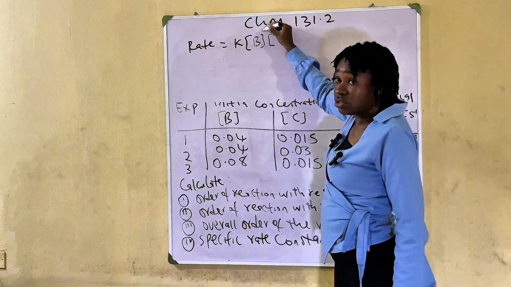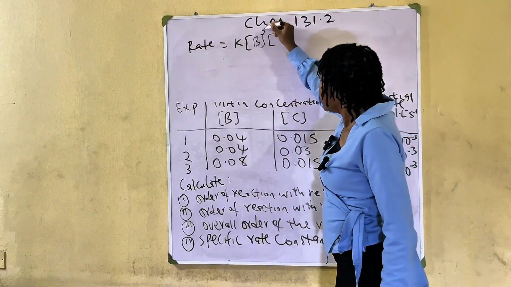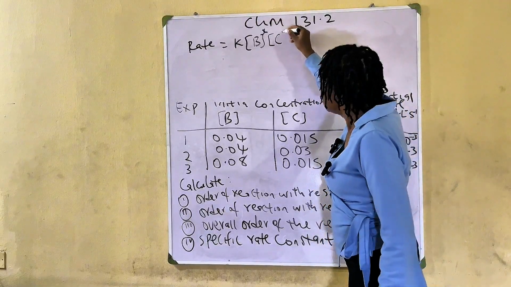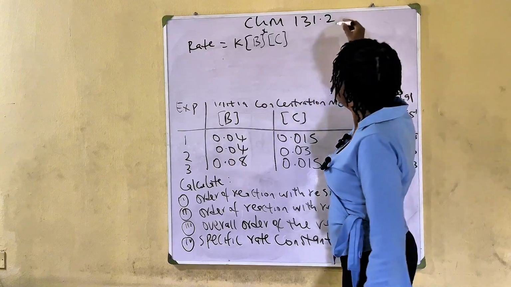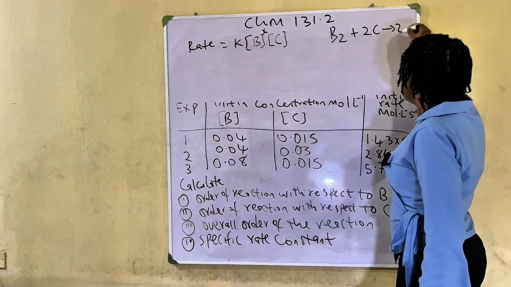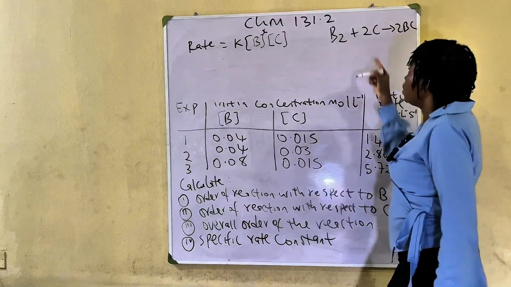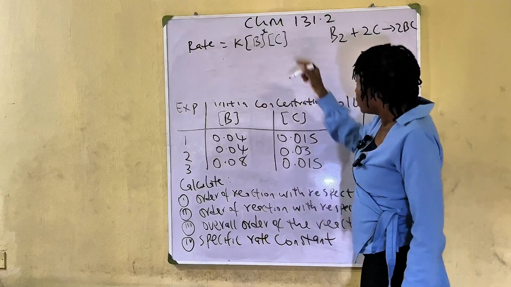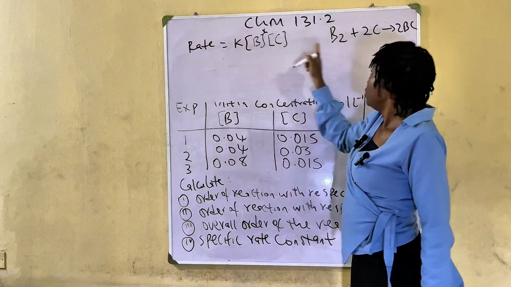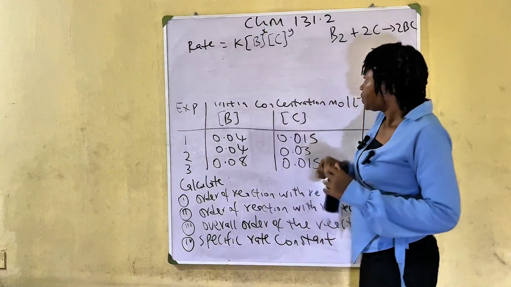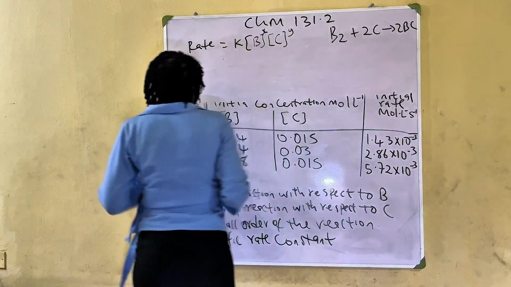We're looking for the order of reaction actually. So for the position of B, I will use X, and for C, I will use Y. See the equation we are given. Let me write it out. Since we are looking for the order of reaction, I will use letter X for this, and letter Y for this. You can use any letter of your choice. Okay, so this is the rate law.